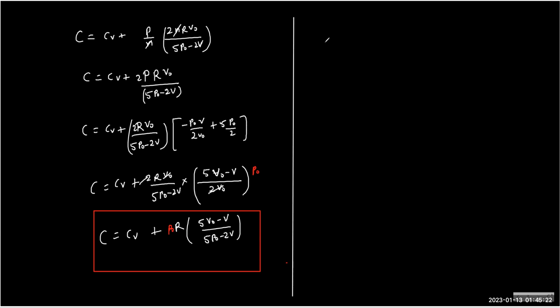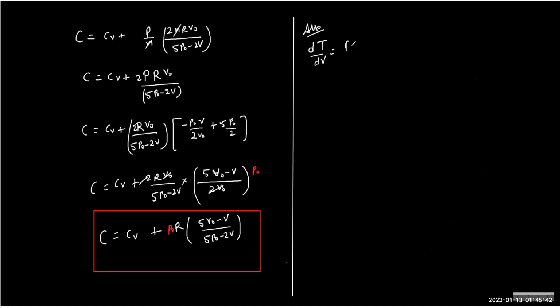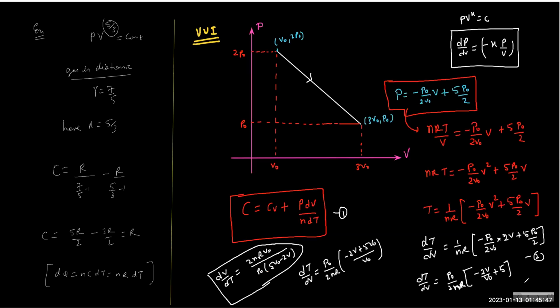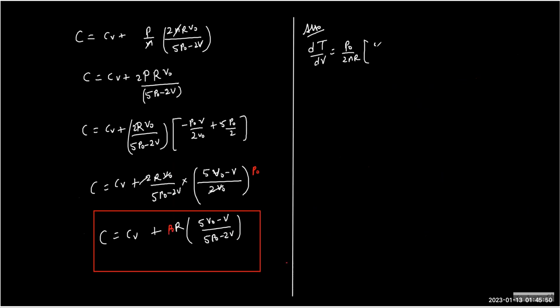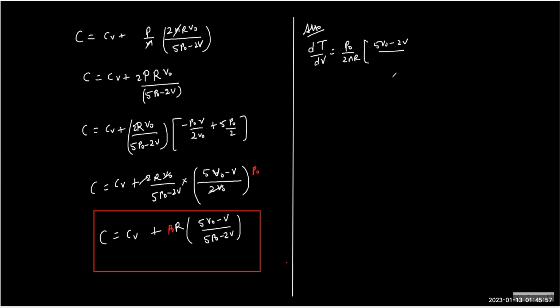So look at this problem. I mean, how much you got dT by dV? So dT by dV we got how much? 1 by P naught by 2nR times 5V naught minus 2V upon V naught, right?